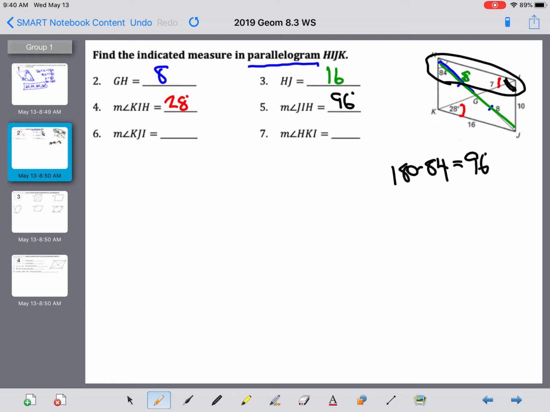Angle KJI. KJI, so we're looking at this angle here. Okay, if this angle is 84, this angle has to be 84. So this is 84 degrees.